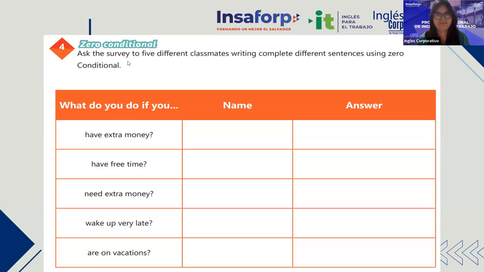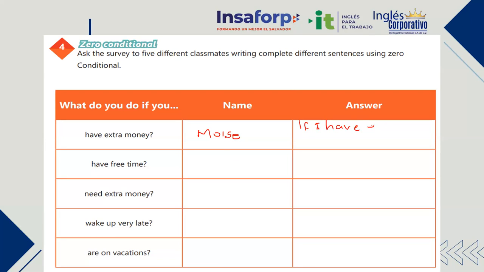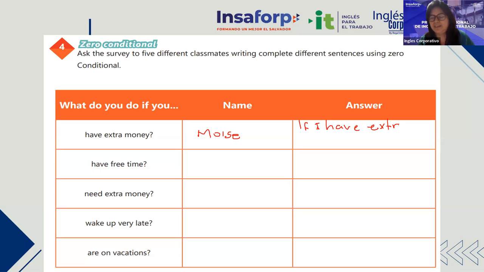So here we have a survey, right? What you're going to do, I'm going to let you hear. You choose a partner, ask the question to your partner. For example, if you ask Moises, what do you do if you have extra money? I buy the shoes. What do you buy? The shoes. Then he says, if I have extra money, I buy shoes, he said, right?